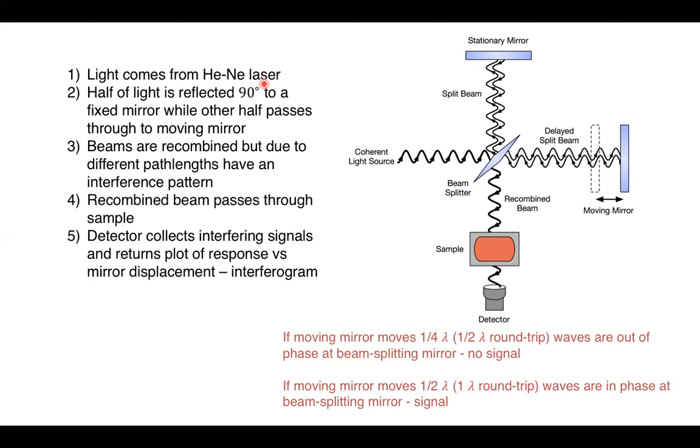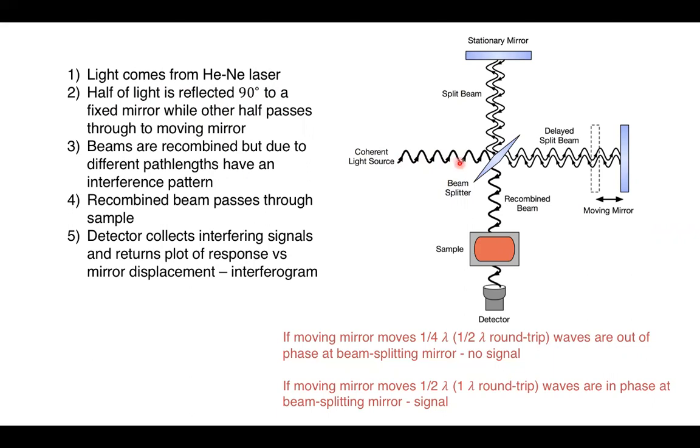These are for the FTIR spectrometers. So the light comes from the helium neon laser. This is our coherent light source. Usually when you see coherent light source, it means that we're using a laser or something. The reason why lasers are coherent, we discussed before, but basically they have a lot of inbuilt ability to protect against oscillations in the energy output. So half of the light is reflected, at 90 degrees, to a fixed mirror, while the other half passes through to a moving mirror.